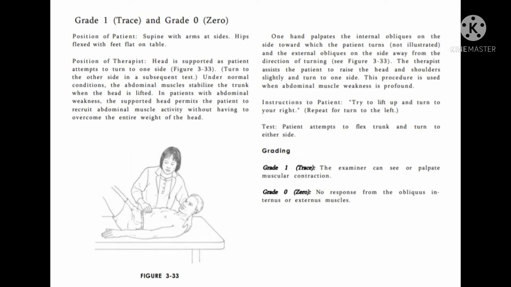For grade 1 and 0, patient position, supine with arms at the side, hips flexed with feet flat on the table. Therapist position, standing, one hand supports the head as the patient attempts to turn on one side. Another hand palpates internal oblique on the side towards which the patient turns, and external oblique on the side away from the direction of turning. Grade 0, no contractile activity.